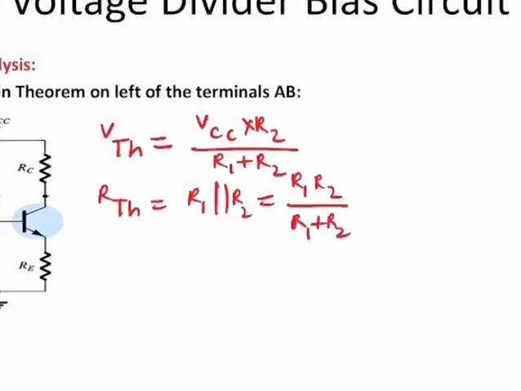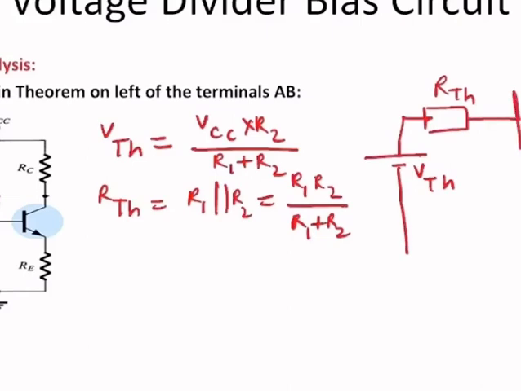Now redraw this circuit by using this Thevenin voltage and Thevenin resistance. Then the circuit would be like this. This is the RTH resistance, Thevenin resistance, VTH source, and the transistor is connected in this way. Then the RE resistor is used here, the RC resistor, then the VCC voltage. Now apply KVL to this circuit.